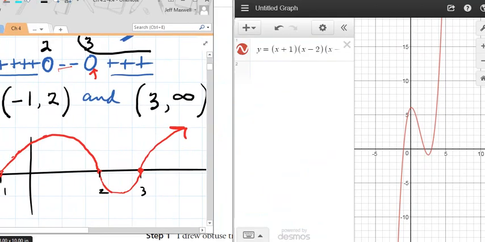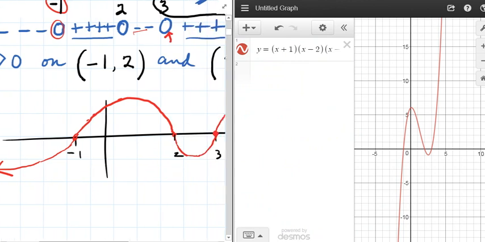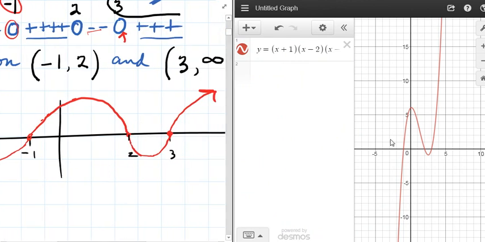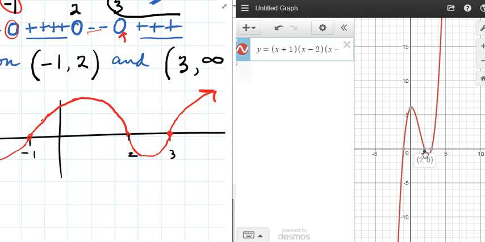So we didn't graph that at all, but we have an idea of what this graph looks like. That's pretty close. And we know where it's below the x-axis, we know where it's above the x-axis, we know where it hits the x-axis at those 3 points: -1, 2, and 3. So that's using algebra to do sign analysis to find out where the function is positive and where it's negative. Okay?